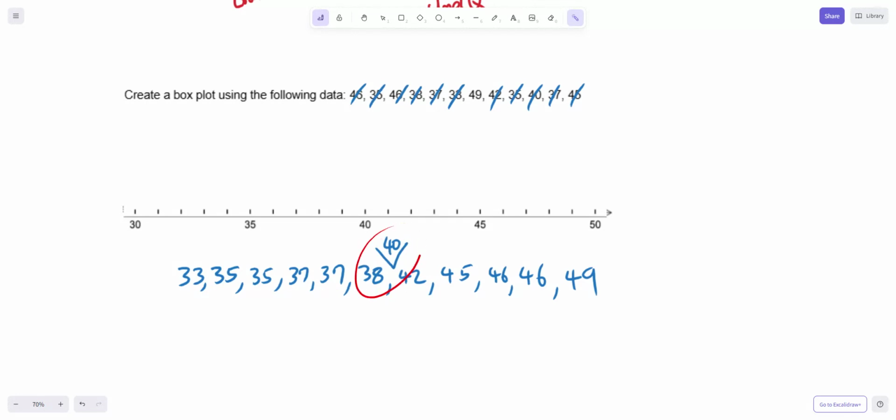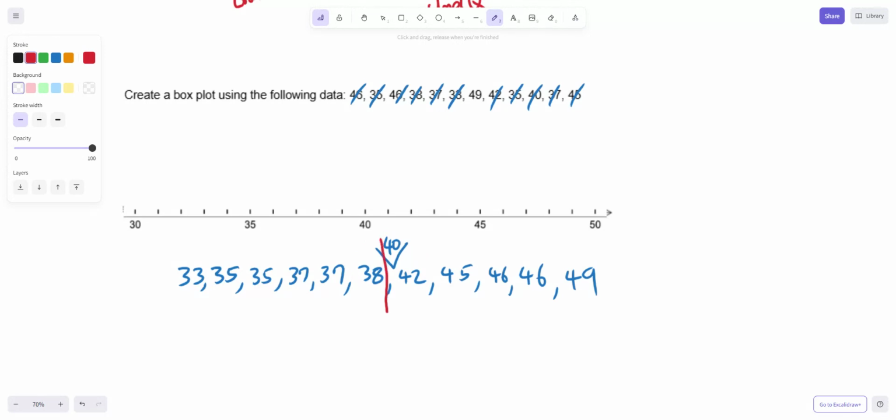So the two middle numbers are the 6th number and the 7th number here. So we need to find their average, right? Very important here: the median is neither of these numbers. The median is the average of these two numbers. So the median is actually right here between them. The average of 38 and 40 would be 39.